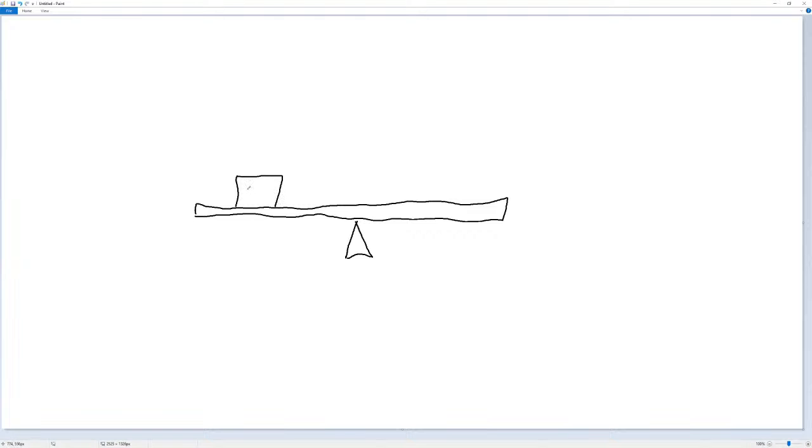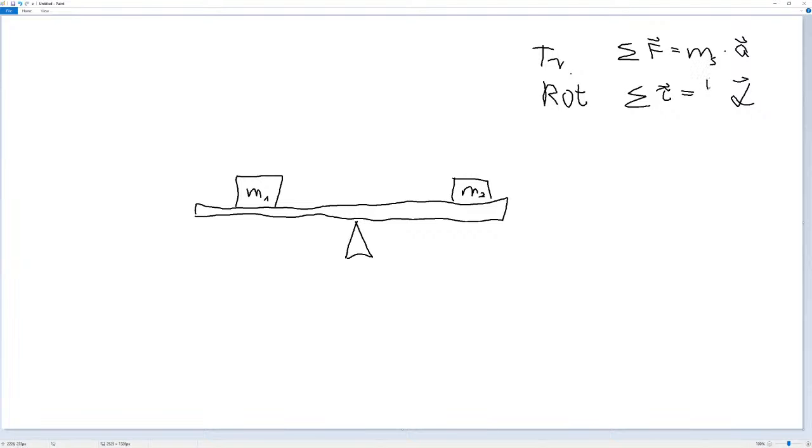Let's put a mass 1 here and the mass 2 here. There are two things: one is the translation and the other is the rotation. For translation, we know the net force on a body or on a system, and this is the mass of the system, can determine the acceleration of the system. The sum of the torques of the system can determine the angular acceleration via the moments of inertia.